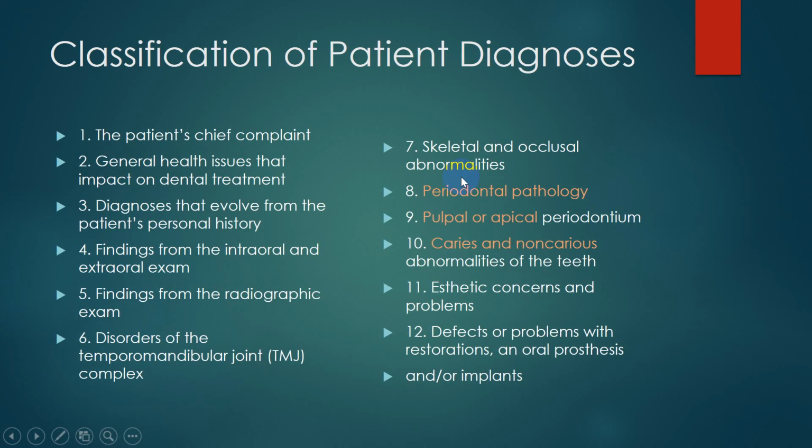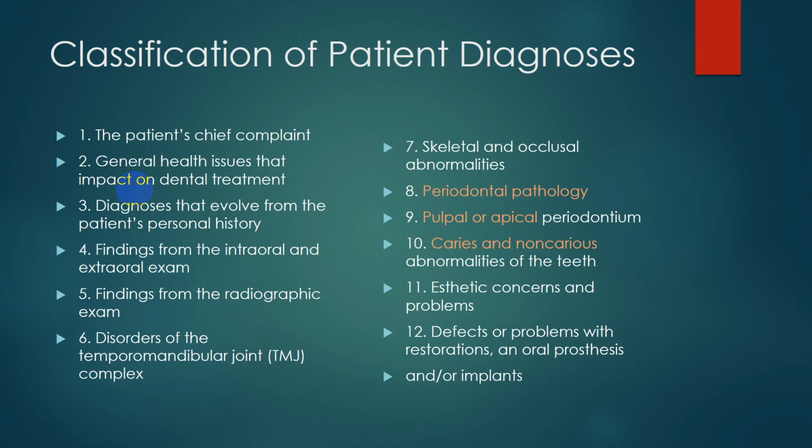So here we have the first category, which will be the chief complaint of the patient. Right here, the diagnosis of the chief complaint. For example, you will say irreversible pulpitis with periapical periodontitis of the upper right 6. This is the diagnosis of the chief complaint. Then go to the general health issues that impact dental treatment.